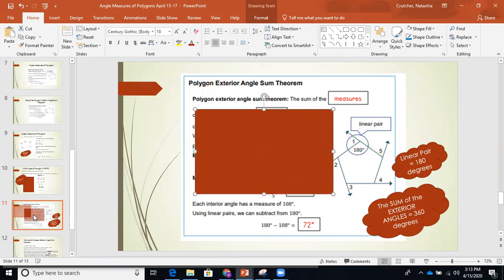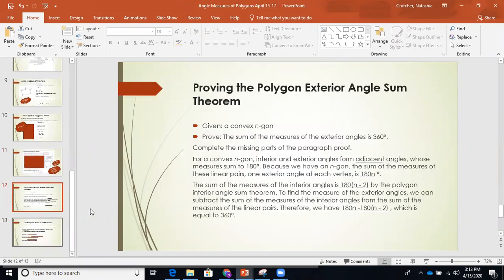All right, moving on. We're going to prove the polygon exterior angle sum theorem. I just went ahead and filled it in for you, so I'm just going to walk you through it. Given a convex n-gon, prove that the sum of the measures of the exterior angles is 360 degrees. It wants us to complete the missing parts.